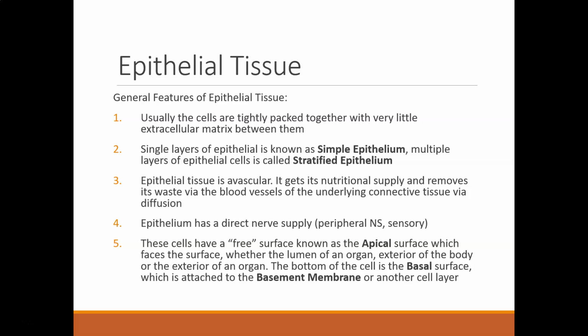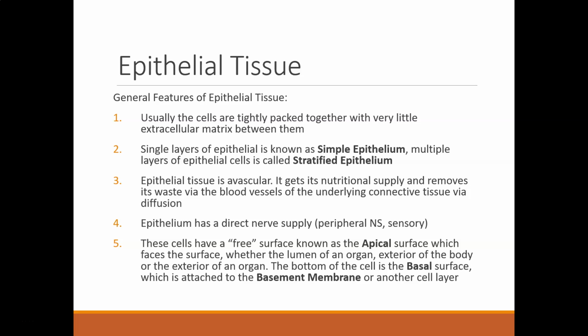Although epithelium is avascular, it does have a direct nerve supply. So we say that epithelium has a direct nerve supply, and this is a peripheral nervous system that's sensory. So we have sensory nerves that measure tension, tickle, heat, cold, vibration, and so forth, wet and dry. So they somewhat penetrate into the epithelium, which gives us sensory feeling.